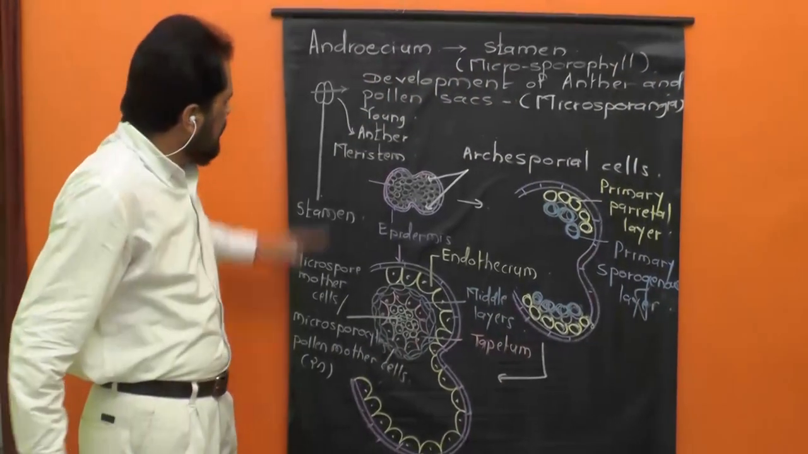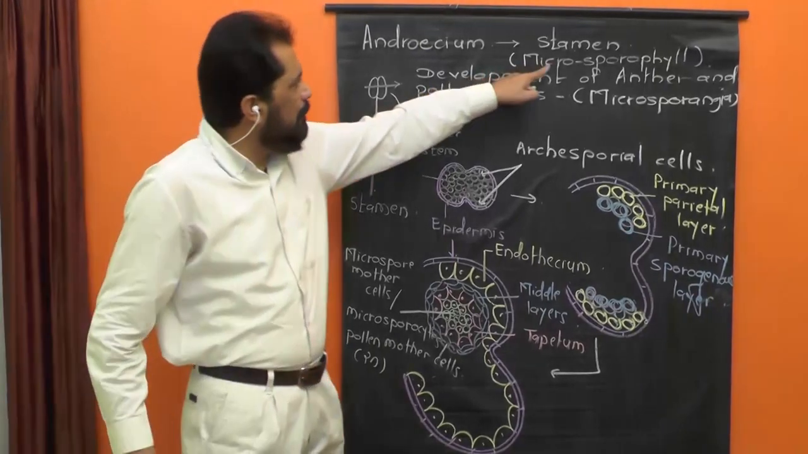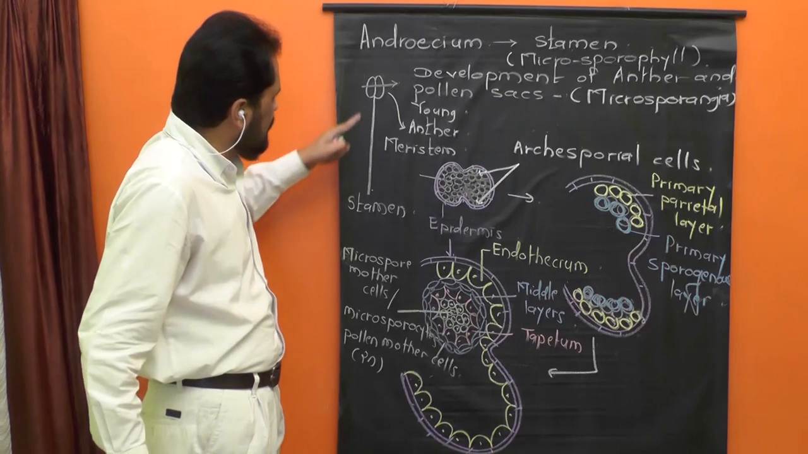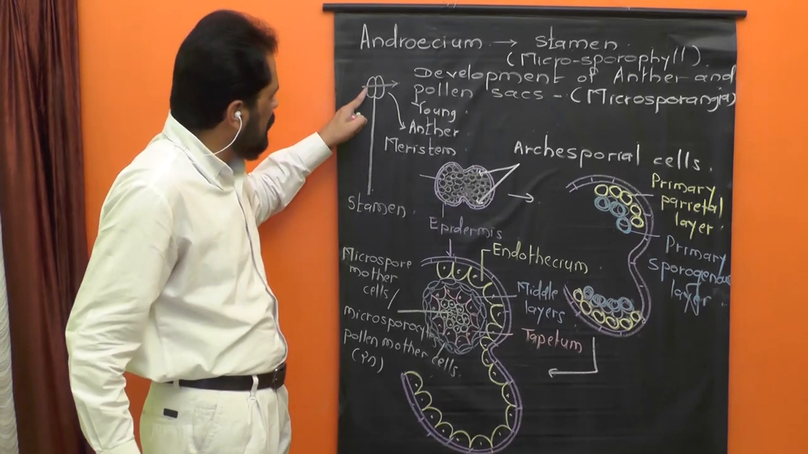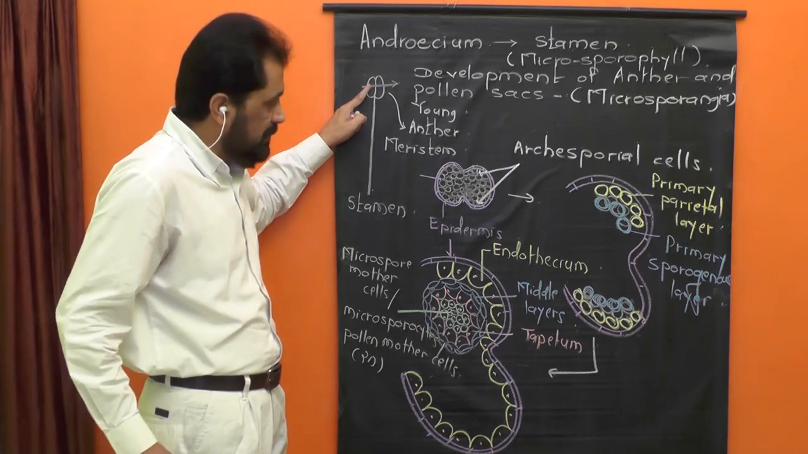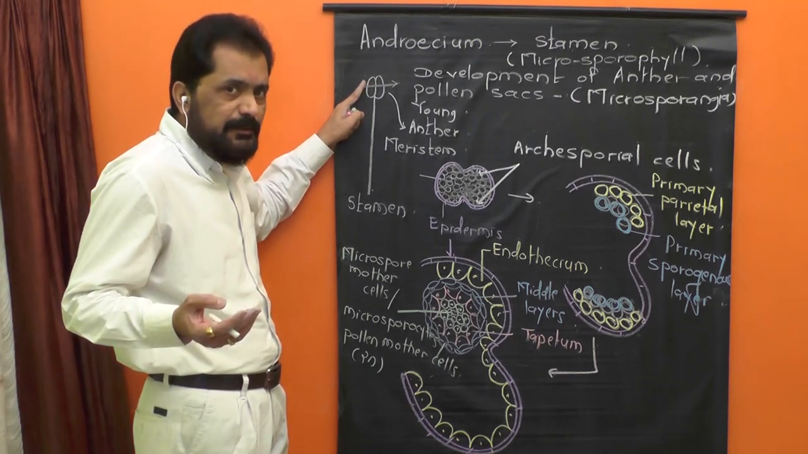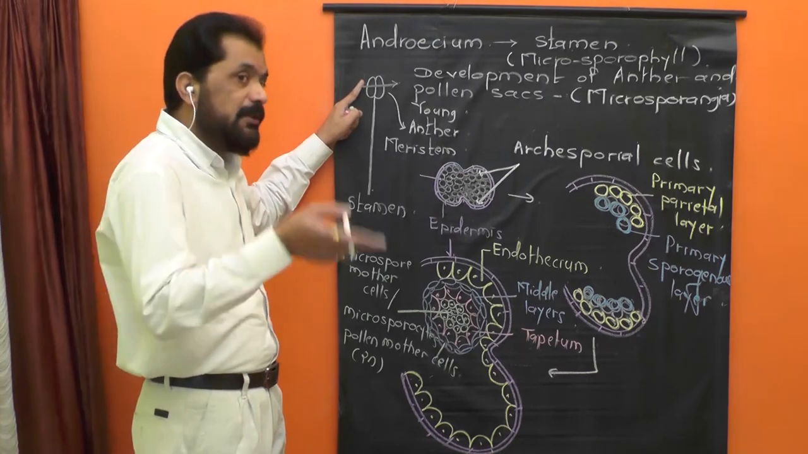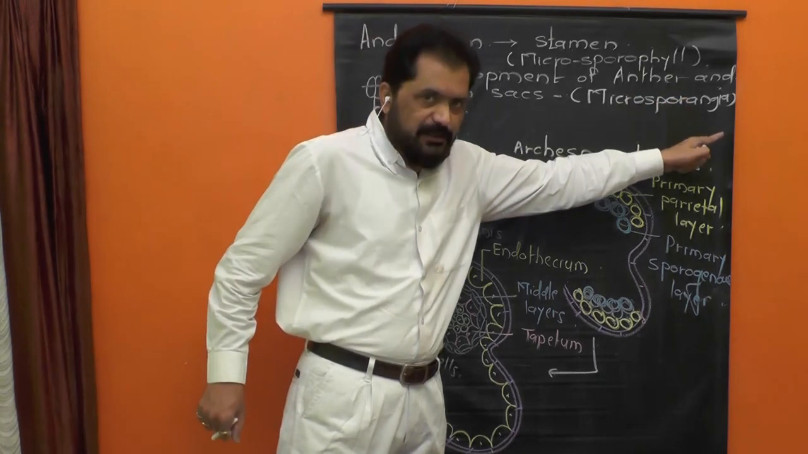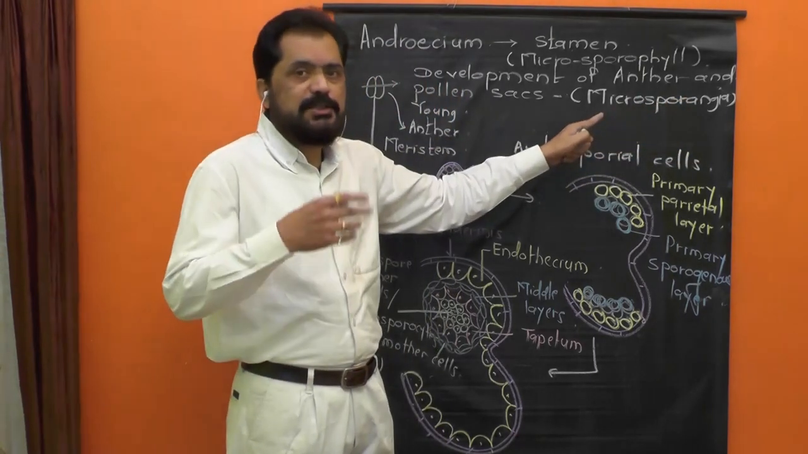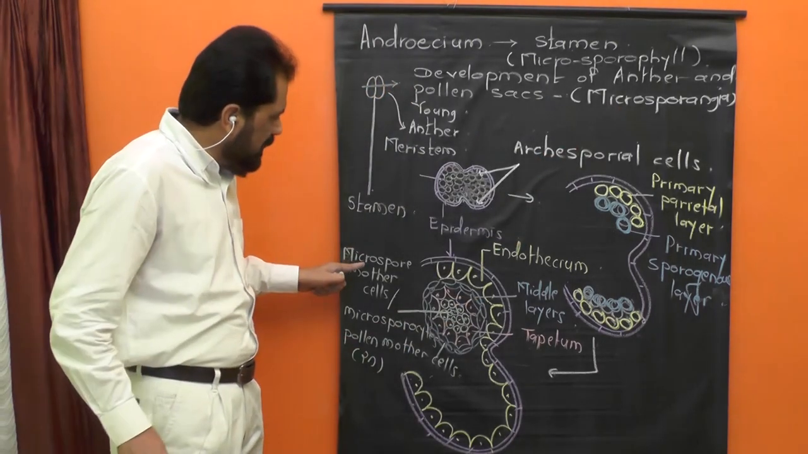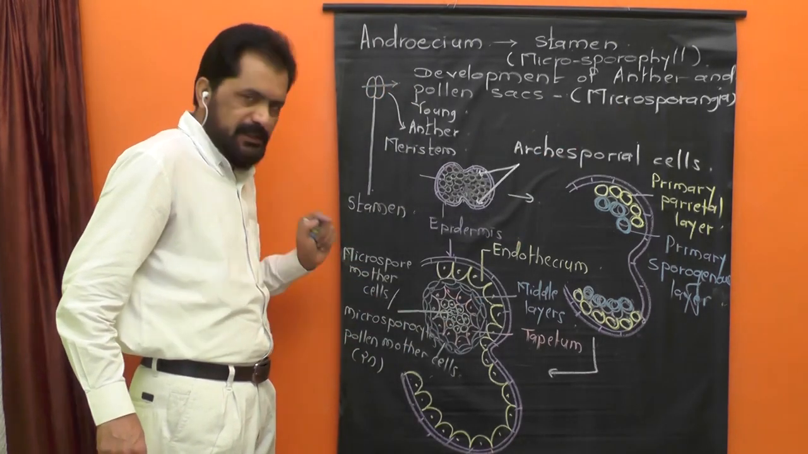Listen, the stamen is called microsporophyll. We know that the stamen shows the presence of a bilobed anther, and in such a bilobed anther there are how many pollen sacs? Four pollen sacs. The pollen sacs are called the microsporangia, singular microsporangium. Each microsporangium contains many microspore mother cells.